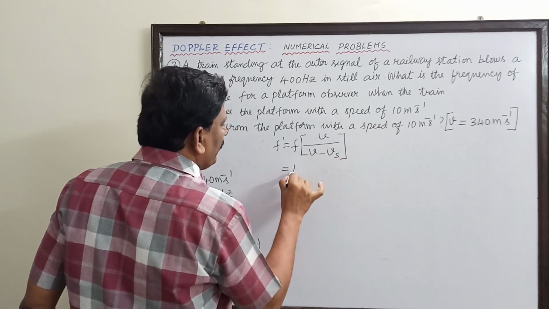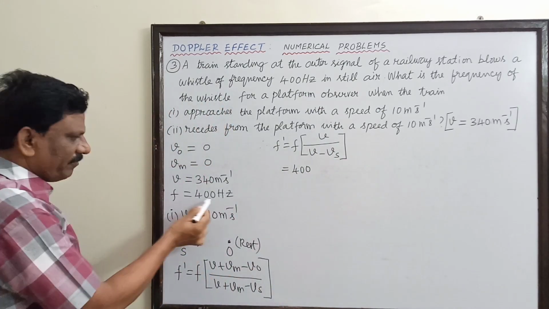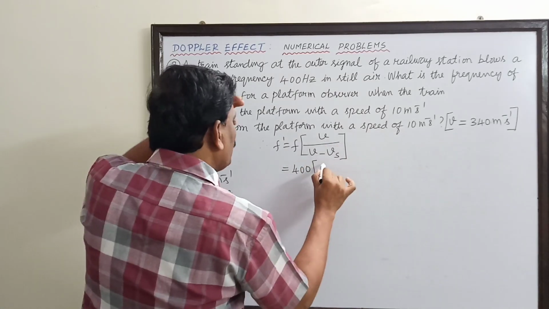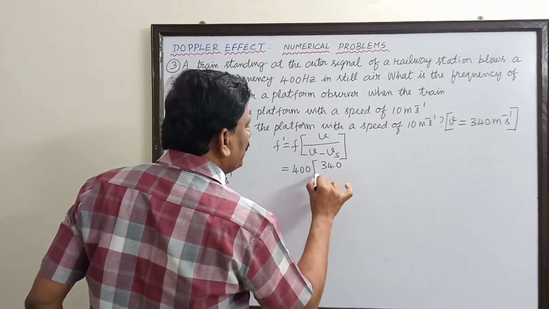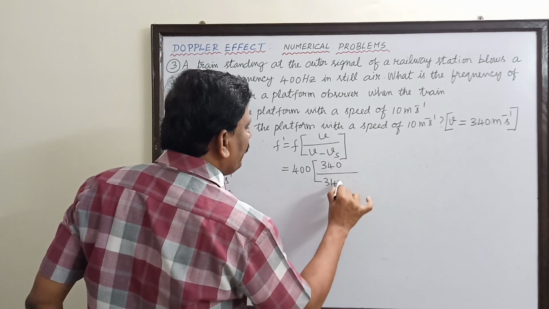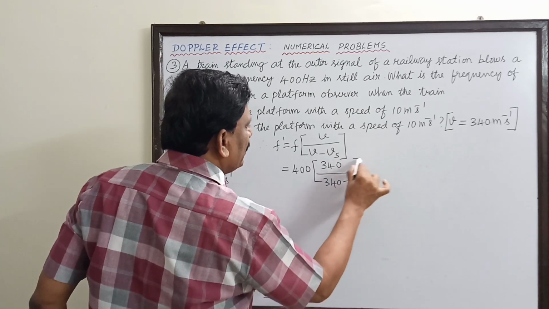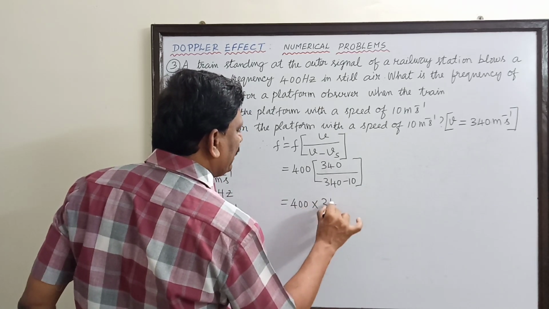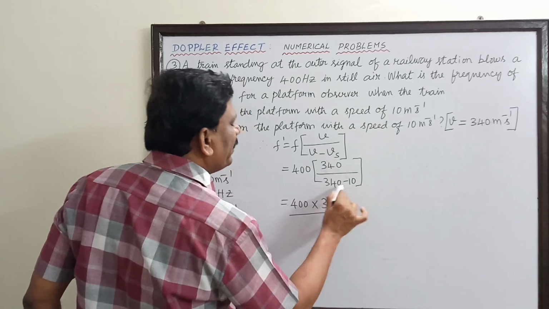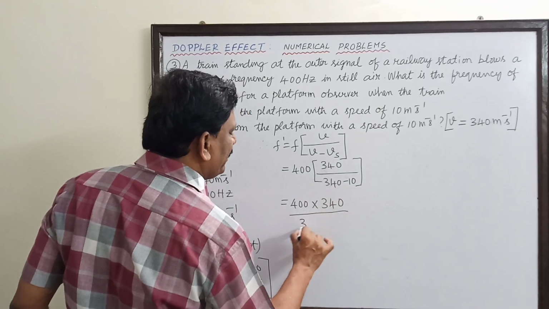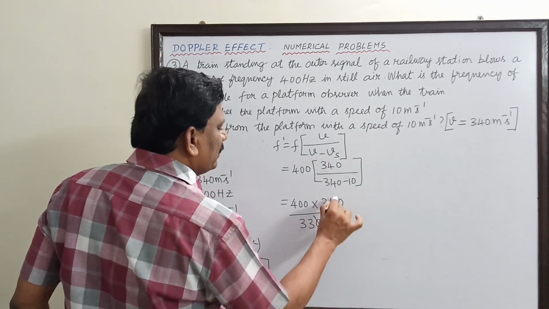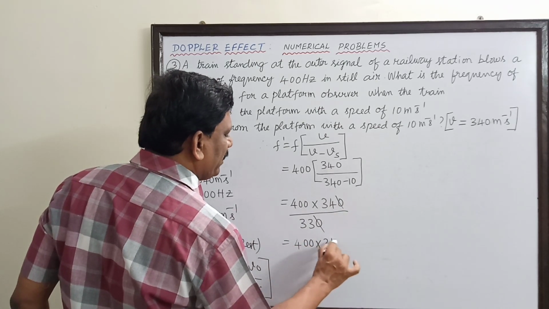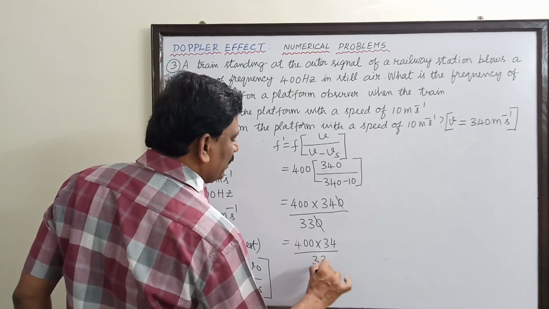So this is equal to 400, f is equal to 400 multiplied by velocity of sound V is equal to what? 340 divided by 340 minus 10. So this is equal to 400 into 340 divided by 340 minus 10, which is 330. So this is equal to 400 multiplied by 34 divided by 33.